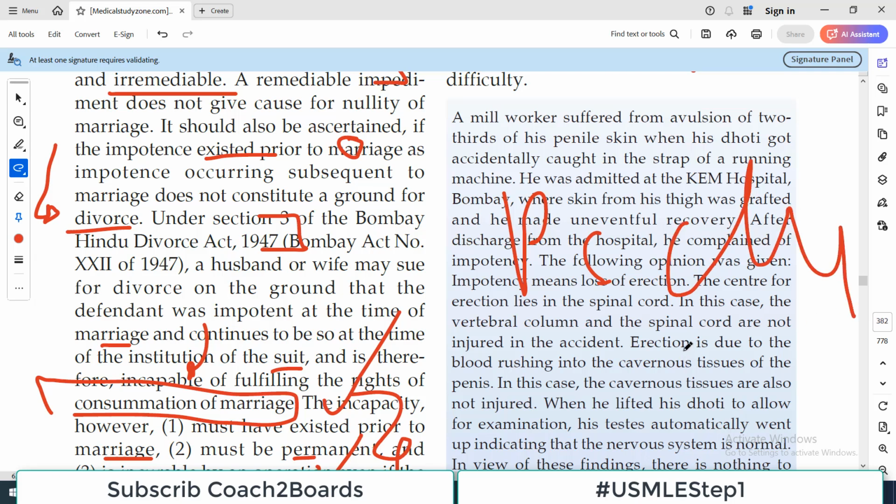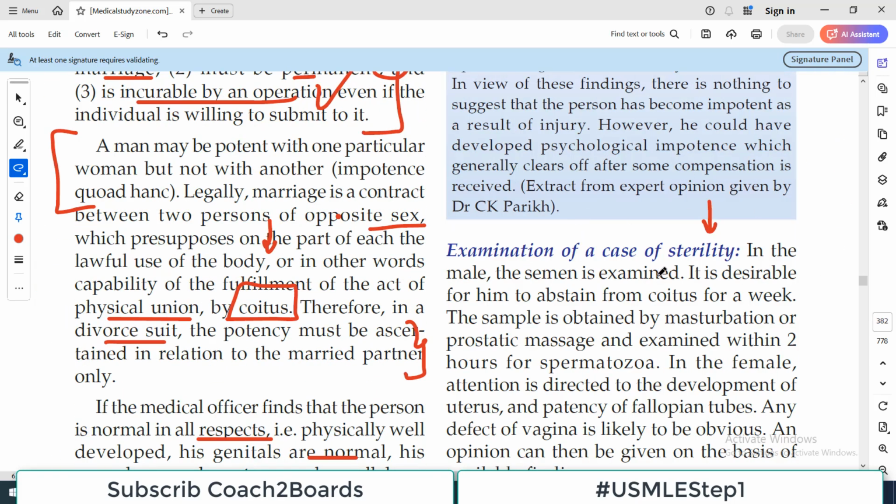Sometimes the person is under stress and is not able to maintain the erectness of the penis. So it is very important to exclude the mental and psychological causes. But as far as sterility is concerned, what you can simply do is a semen analysis.